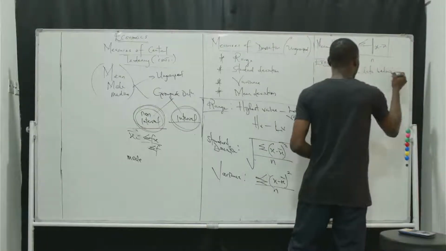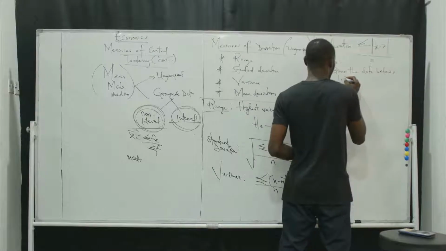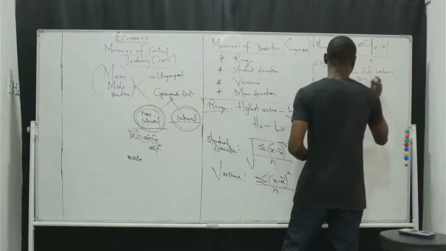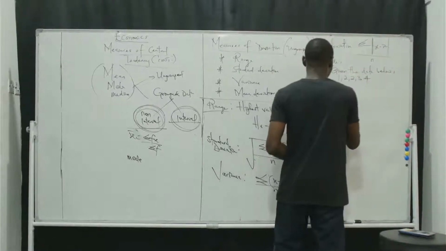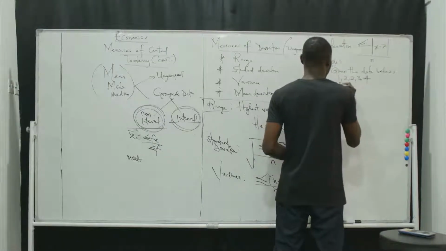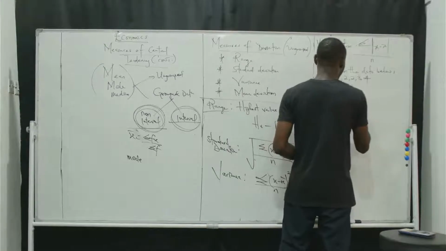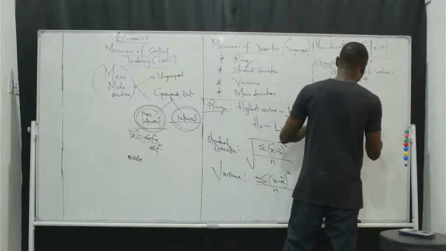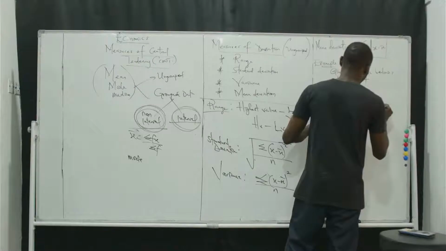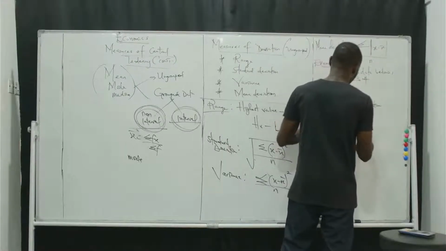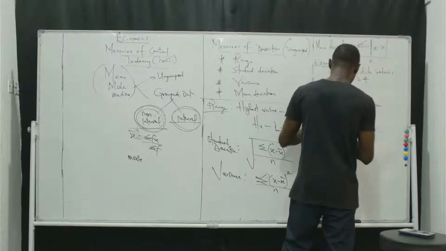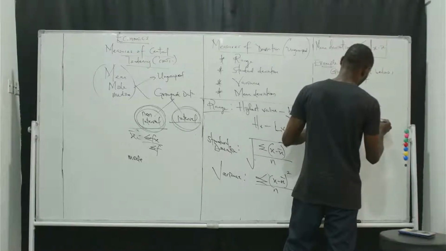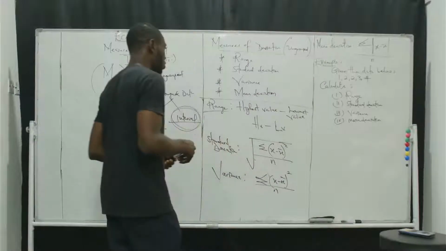Given the data below, I have this data: 1, 2, 2, 3, 5, 3, 4. Calculate: one, the range; two, standard deviation; three, variance; four, mean deviation. All right. So let's see how to solve this example using these formulas.